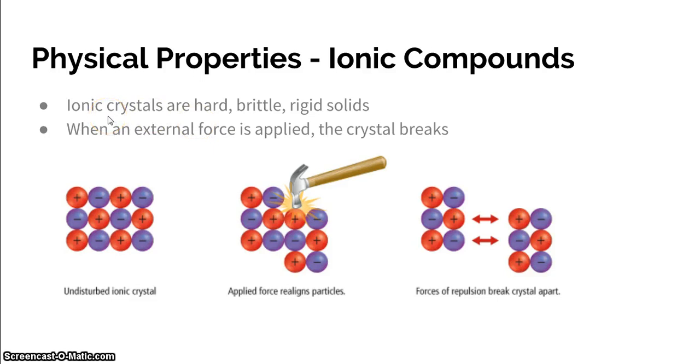The ionic crystals are also hard, brittle, and rigid in their solid form. So what that means is if you have this crystal right here and we apply an external force to it, like hitting it with a hammer, you're going to move those ions, and so like charges end up being next to each other. And we know that things that have the same charge repel. And so that force of repulsion would actually make that crystal break apart. So the brittle and rigid means that if you apply force to it, it breaks.